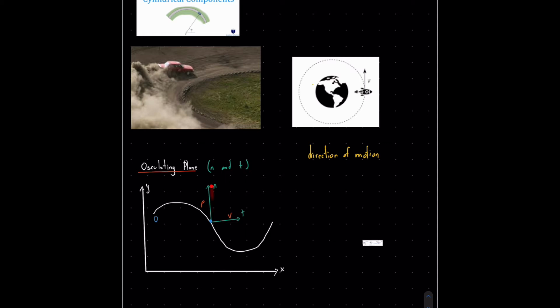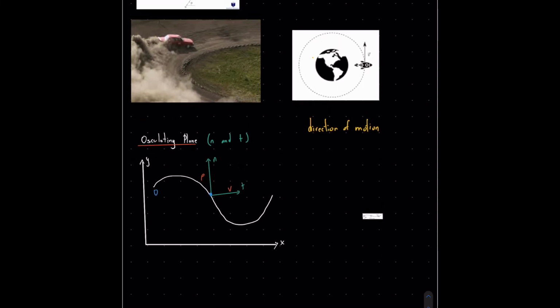And the normal coordinate will go in the direction of the radius, right here. Whenever we're dealing with a curvilinear shape or plane of travel, then we're going to be faced with a radius to encounter.